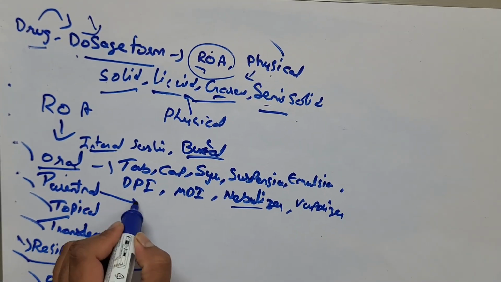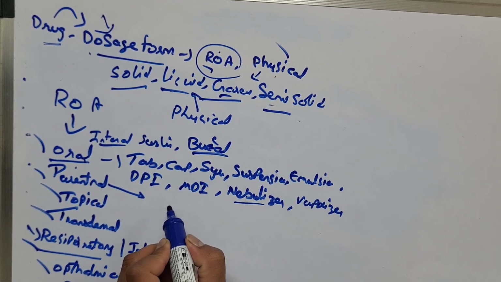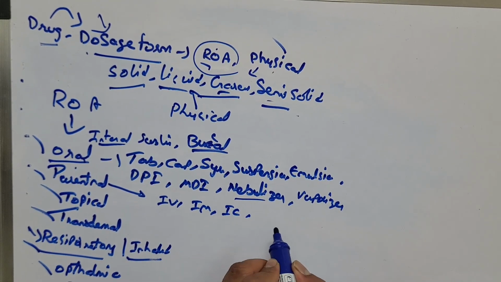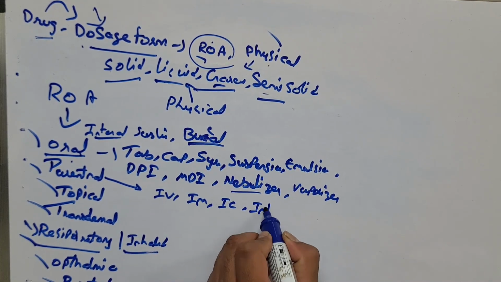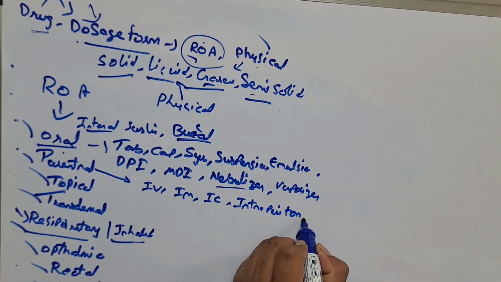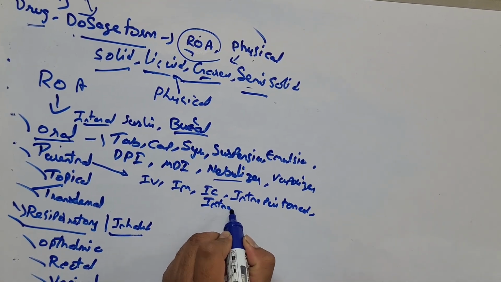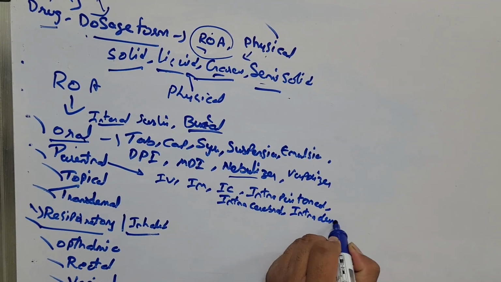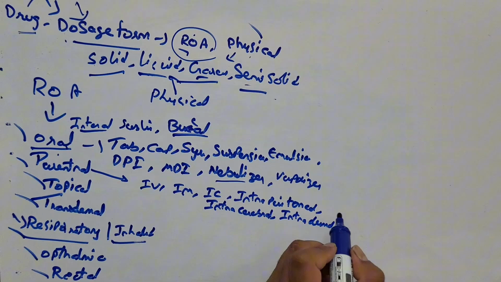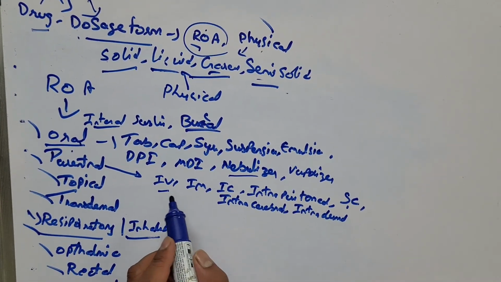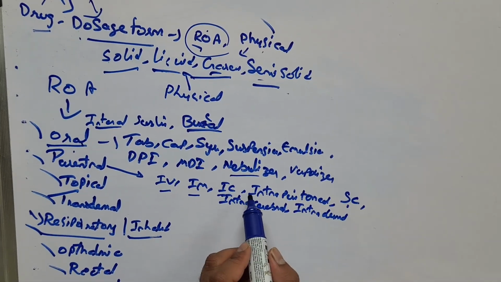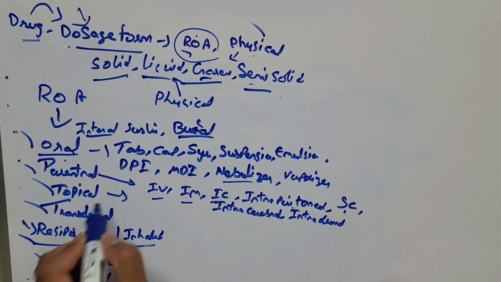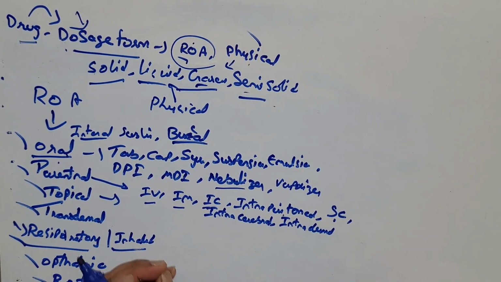They all come in the internal route, whereas the parenteral route is giving injections or infusions. So how many injections do you have? IV intravenous, IM intramuscular, IC intracardiac, intraperitoneal, intracerebral, giving the injection to the brain, right? Intradermal, and also subcutaneous, intravascular. Intravenous, intramuscular, intracardiac, intraperitoneal, intracerebral, intradermal, and subcutaneous.